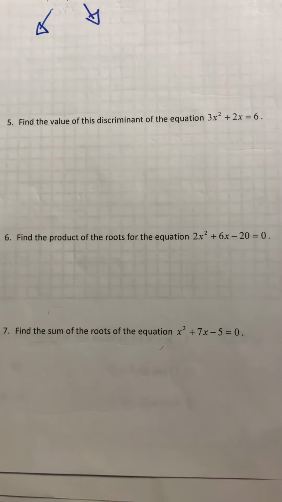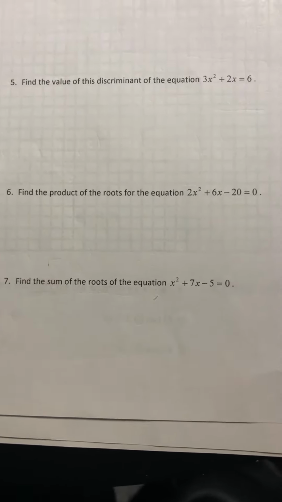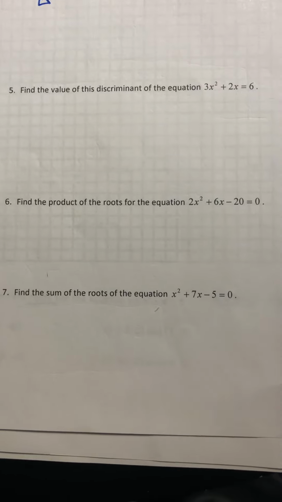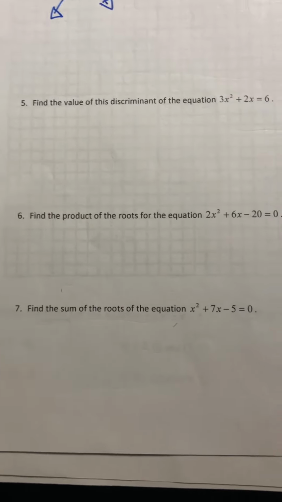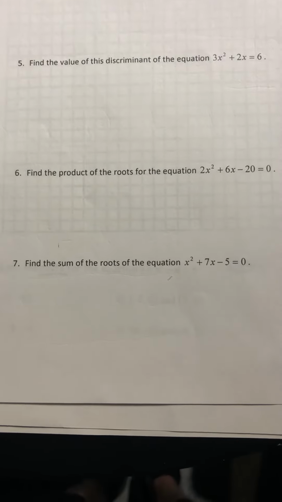Numbers 5, 6, and 7 are what we talked about yesterday. The discriminant, it says find that. You're going to set it equal to 0. And the discriminant comes from what's underneath the radical in the quadratic formula. So that's the b squared minus 4ac.